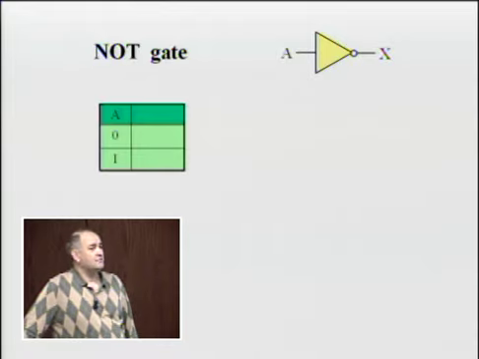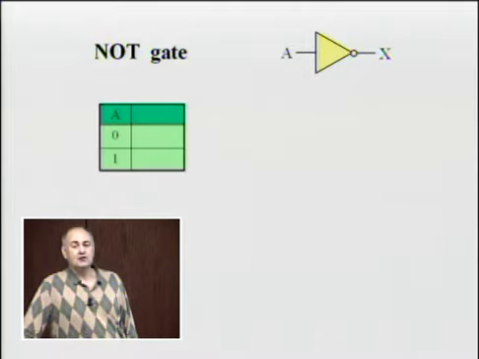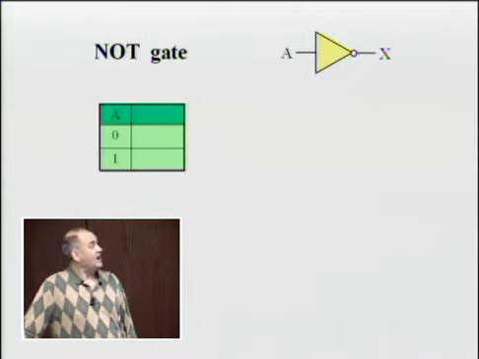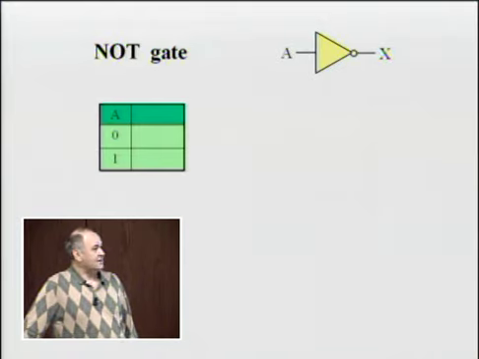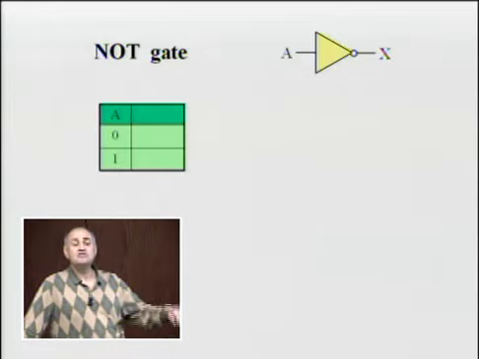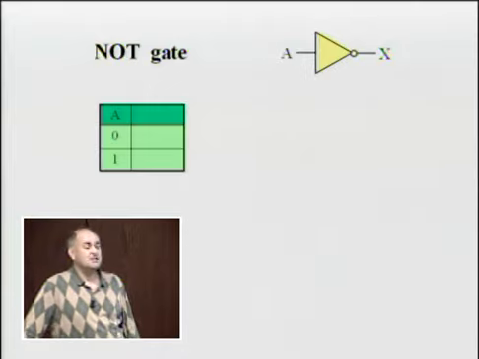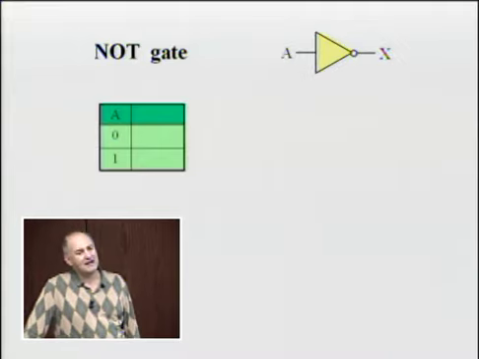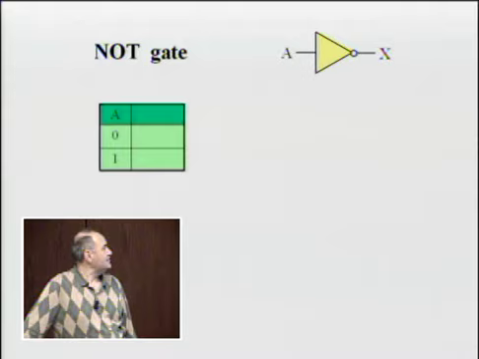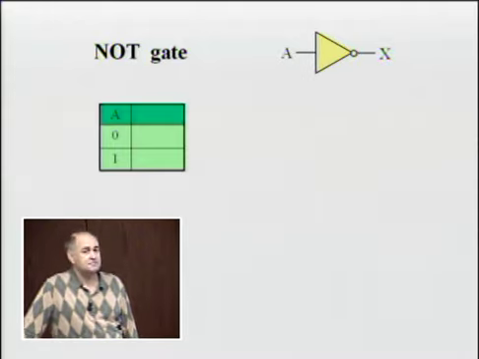Those of you who are in computer science, how is a NOT gate supposed to work? Yeah, the output should have the opposite logical value than the input. In logic, we use zeros and ones. So if the logical value of the input is zero, the logical value of the output is supposed to be one. And if the logical value of the input is one, the logical value of the output must be zero.